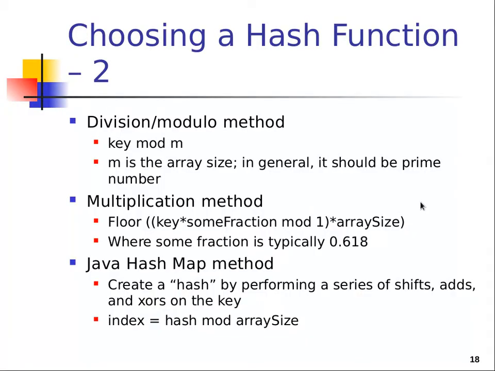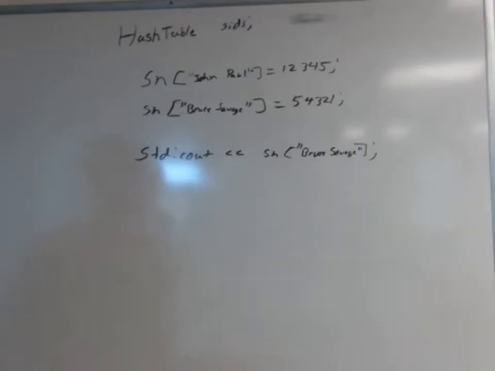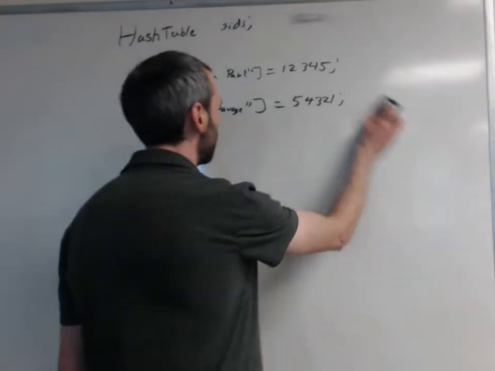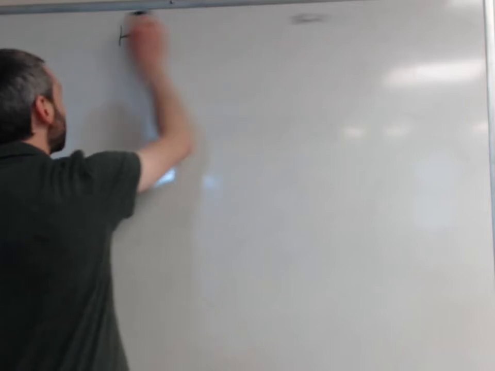All right, let's do, what did I say? Shifting and XOR. All right. XOR. Okay. All right, give me a low number.